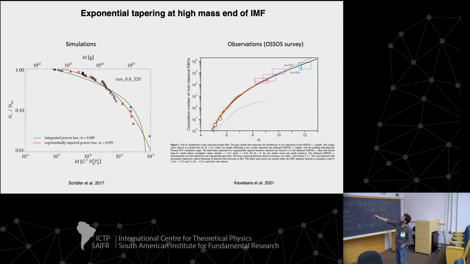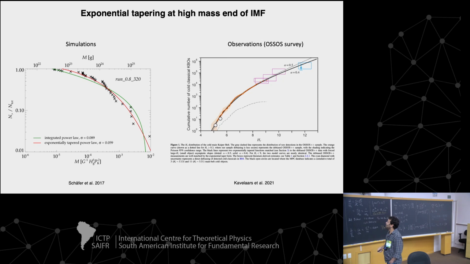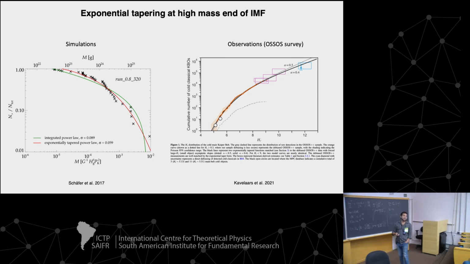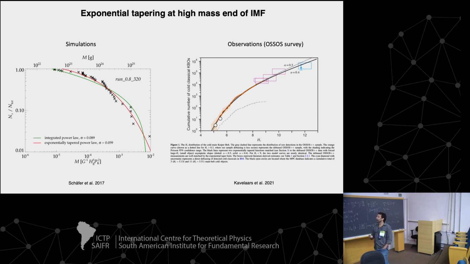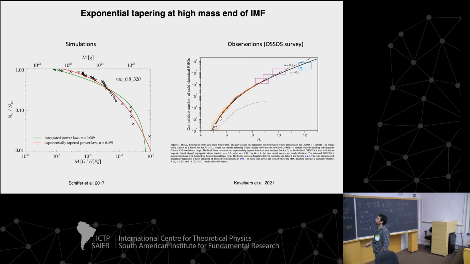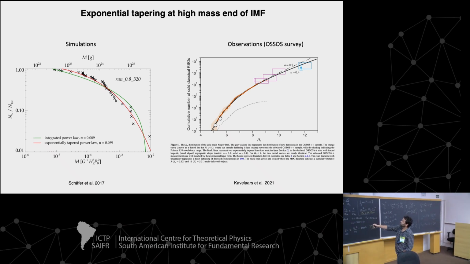But what they see here in the observation is that the Kuiper belt objects, right? So this is the cumulative number of cold classical Kuiper belt objects. They do seem to follow the dashed line here, which is the exponentially tapered, essentially the exponentially cut power law distribution. So this was also seen as observational confirmation of at least a feature of the streaming instability, which is this exponential cut here at high mass.